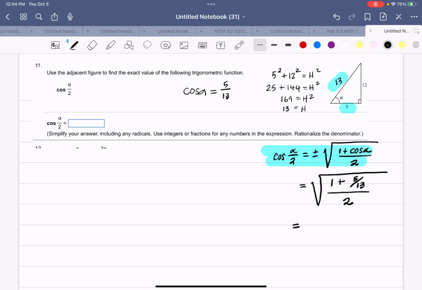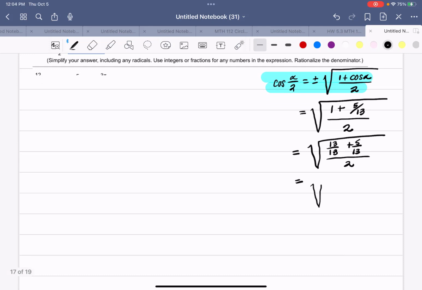So I'm going to get a common denominator, 13 over 13, plus 5 over 13. All of that is over 2. So that's going to be the square root of 18 over 13 divided by 2. Now that's going to be times a half, because when you divide by 2, you multiply by a half. So I've got 18 over 13 times a half. These are factors, so I can reduce that 2 with that 18 and make that a 9.